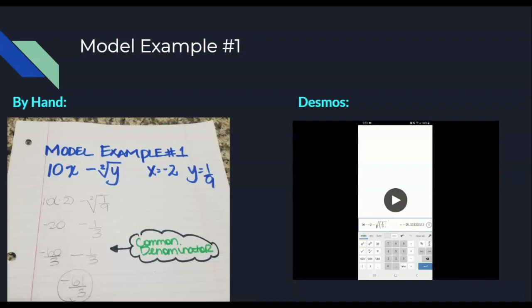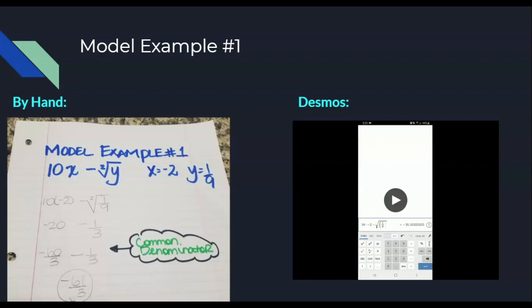Just like yesterday, we will have the solution presented by hand as well as the Desmos Scientific Calculator. If you look at the by hand approach, the first thing we want to do is to substitute in the values for the variable, as explained in the video. Once I substitute in those values, I want to go ahead and simplify using the order of operations. So I'm going to multiply 10 times -2, which gives me -20.